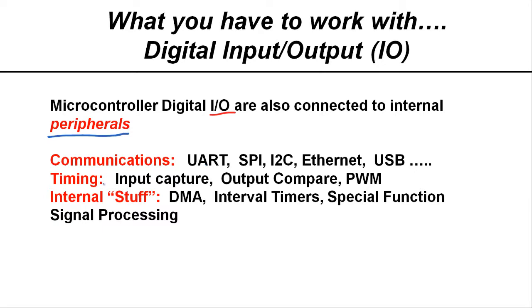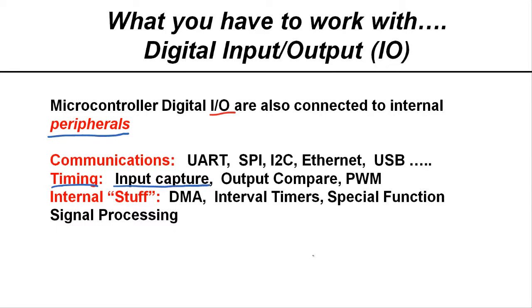Likewise, there are certain times where we have high-speed signals, digital I/O we want, and we could write software over and over again to maybe sit in a loop and read a signal or write a signal. But almost all microcontrollers have that covered for us. They have special timing hardware that can do this for us. So, for example, input capture.